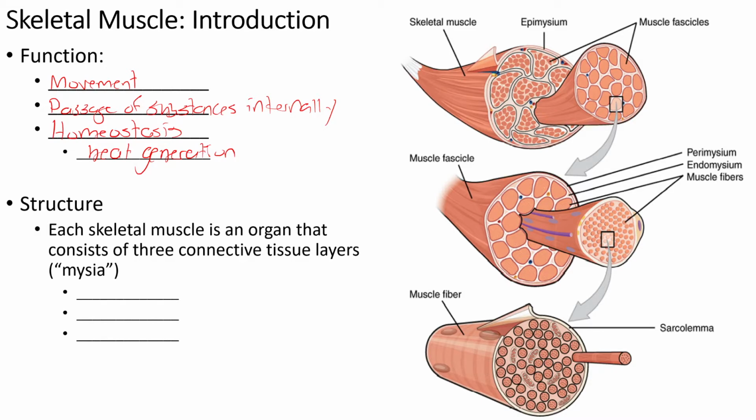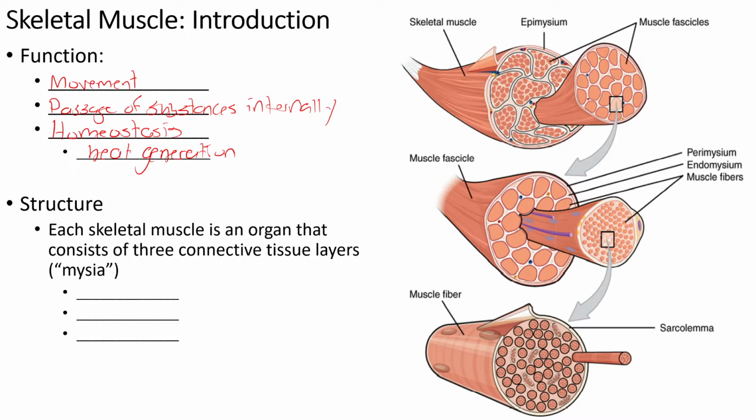Now, the structure of a skeletal muscle is kind of like that of a nerve itself. Individual muscle fibers are surrounded by connective tissue. A bunch of those muscle fibers are gathered together in what's called a fascicle, surrounded by connective tissue. And a bunch of fascicles are surrounded together to make up the muscle. And these connective tissue layers are called mysia.